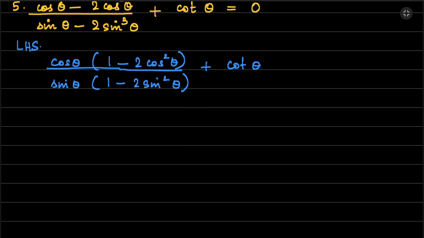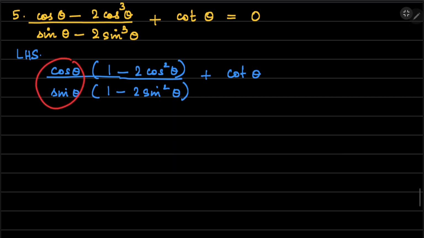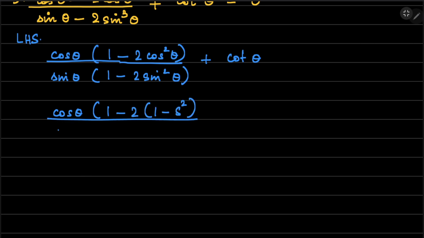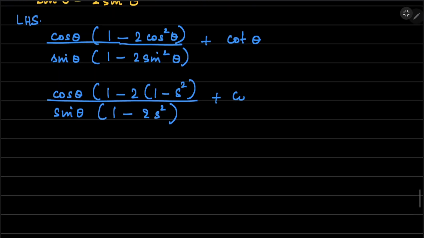Okay. So here you have to cancel this. What is cos by sin? It is cot, right? We have to either eliminate these two. So you can either convert the numerator cos into sin or the denominator sin into cos. So let me convert the numerator cos into sin. Everything else, let it remain as it is. Okay. So I can write cos over sin as it is, cos theta multiplied by 1 minus 2, I'm going to write it as 1 minus sin square. Okay. Whole divided by sin theta multiplied by 1 minus 2 sin square theta. Okay. Plus cot theta, let it remain as it is.